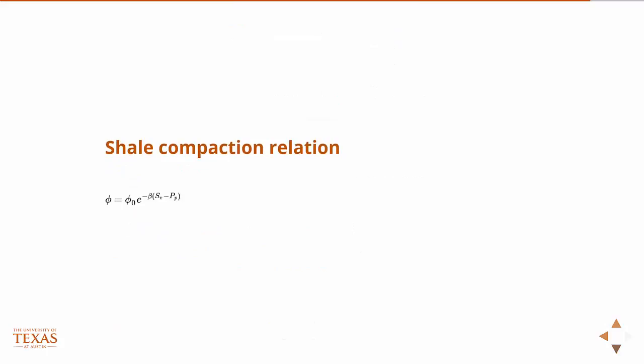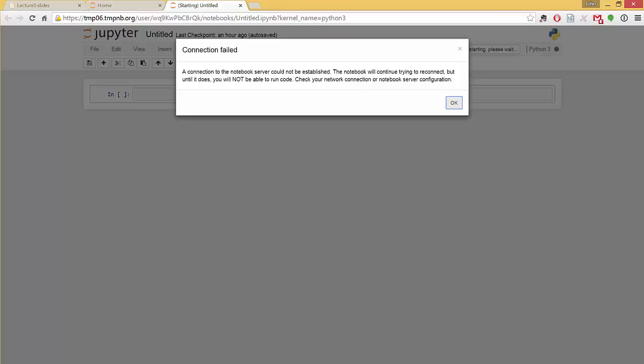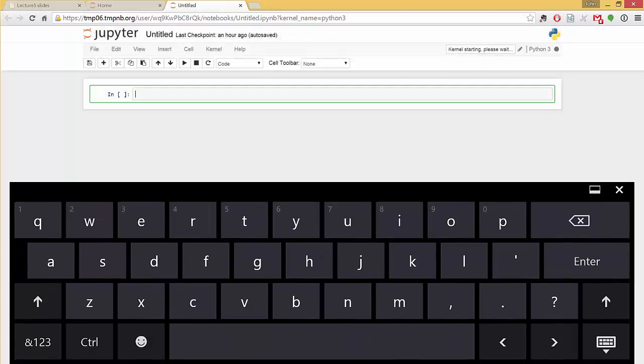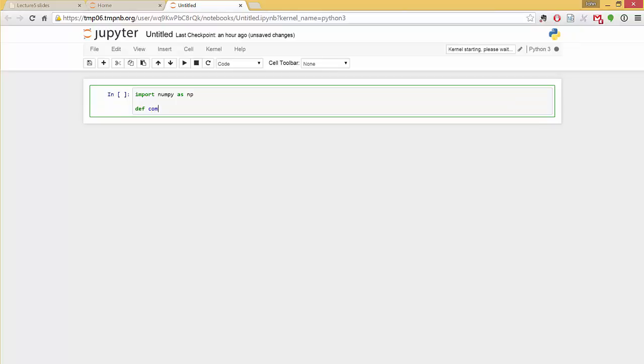Once we do these tests in a laboratory, we have phi zero, we have beta, and we can estimate the vertical stress from the overburden, right? Then if we can measure the porosity in some way, the only unknown is the pore pressure, and we can solve that equation, right? We can actually just write down the solution of that equation, but I'm a computer guy. So I'm going to make a function. I'll call it compaction function, and it's going to take as arguments the pore pressure and phi.